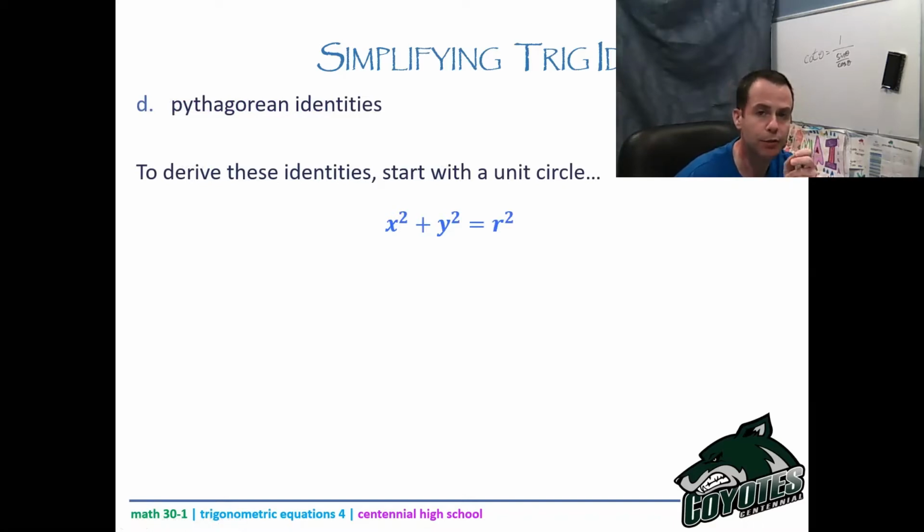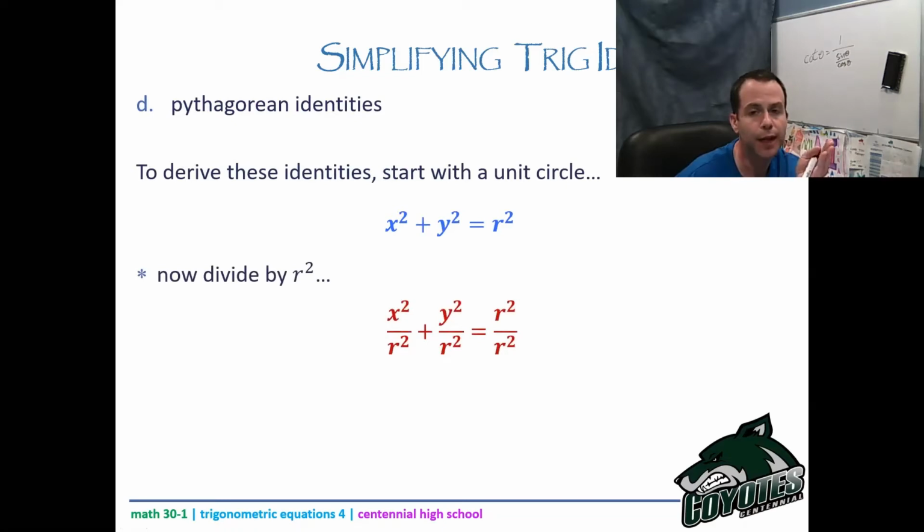But what we're going to do here is just divide everything by the radius first, okay? So if I divide it by r squared, I end up with x squared over r squared plus y squared over r squared equals r squared over r squared. Now, this guy, you know right away, is 1. X squared over r squared.